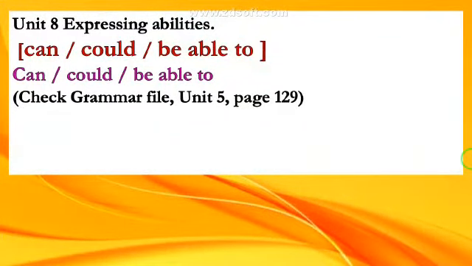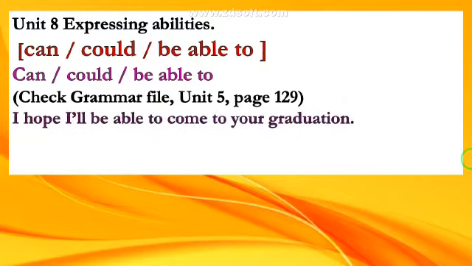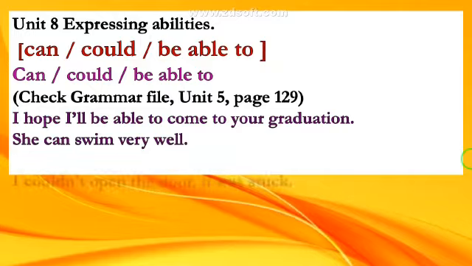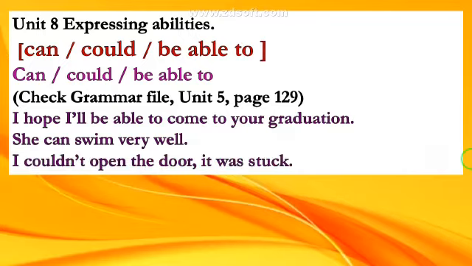We use can, could, and be able to express abilities. For example, I hope I will be able to come to your graduation, which means I want to, but I hope nothing will prevent me. She can swim very well, which means someone taught her how to swim. She has the ability to swim. I couldn't open the door. It was stuck.